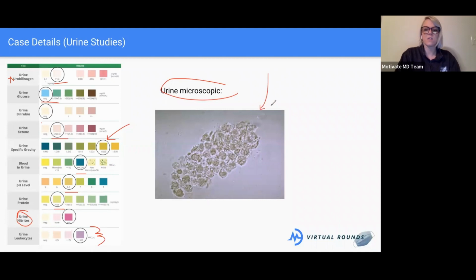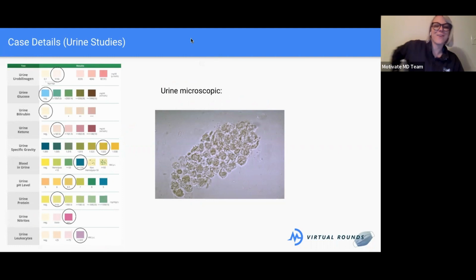What is this? Does anybody know? Are there any lab techs out there? It's okay if you guys don't know. It's kind of tough. This is actually, let's break it down. Crystals. I'm a lab tech, but not that kind. Oh, what kind of lab tech are you, Madeline? You don't work in the hematology lab. You don't do UAs.